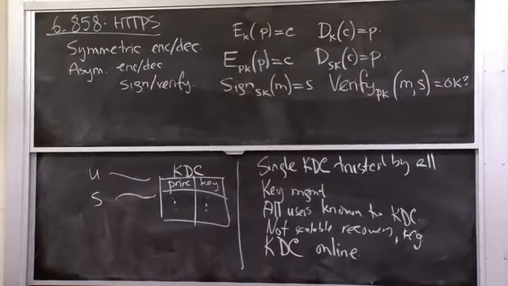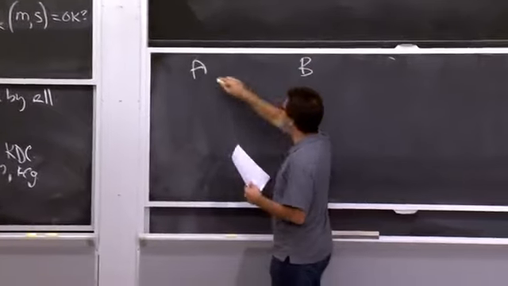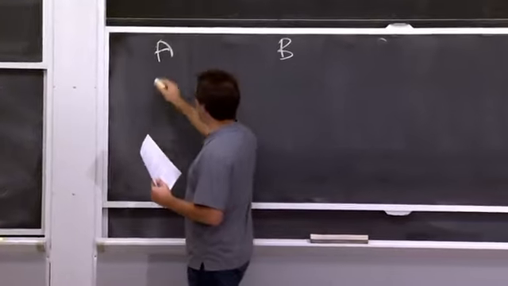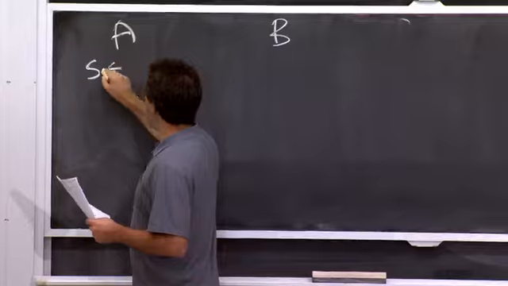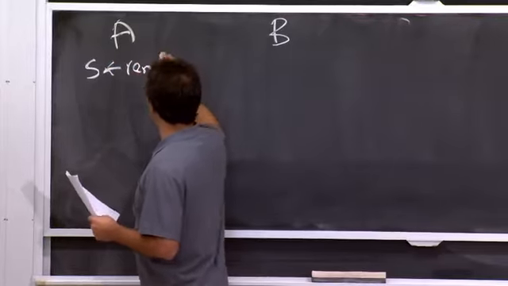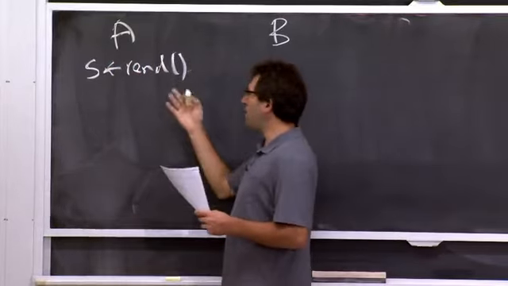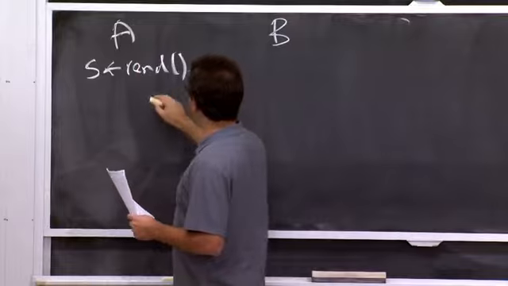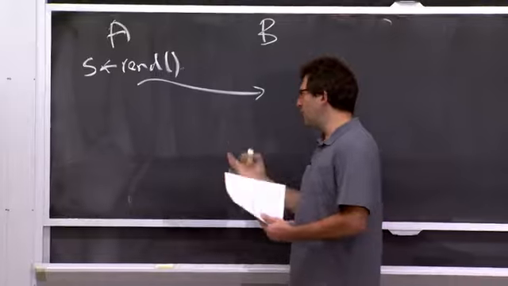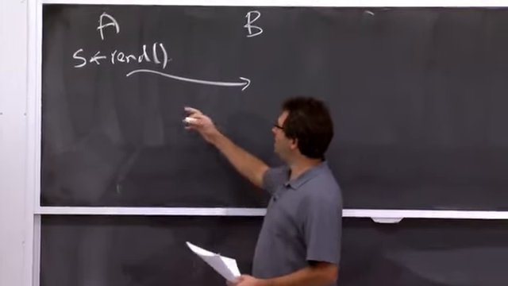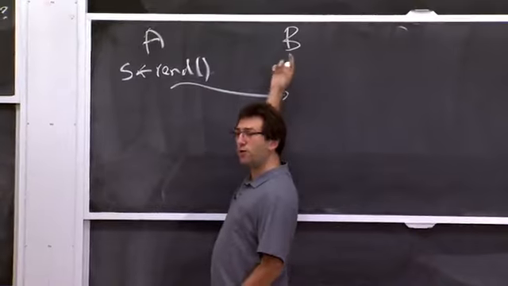So a typical protocol might look like this. You have A and B, and they want to communicate, and A knows B's public key. So what might happen is that A might generate some sort of a session key S, just pick a random number, and then it's going to send to B this session key S. So this is kind of looking like Kerberos, and we're going to encrypt the session key S for B's key.